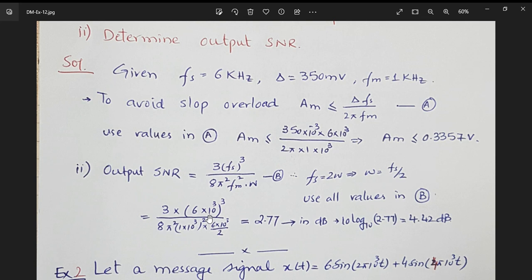So use all the values here. 3 into 6 into 10 to the power 3, cubed, over 8 pi squared, and fm is 1 kHz, so 1 into 10 to the power 3 whole squared, and W is 3 kHz, or you can write 6 divided by 2 into 10 to the power 3. Using the calculator, you can calculate its value, that is 2.77. But if you want to calculate in dB, you can use the formula 10 log 10 of 2.77. Using a calculator, you take log 10 of 2.77 and then multiply it by 10. The answer is 4.42 dB.